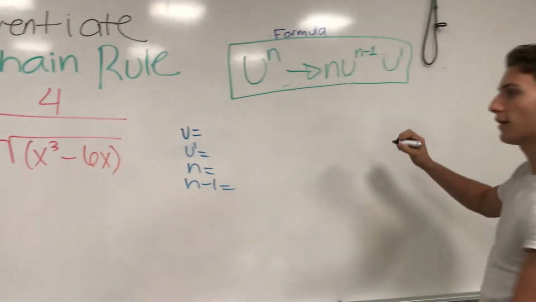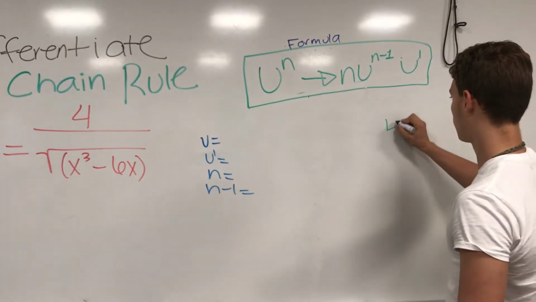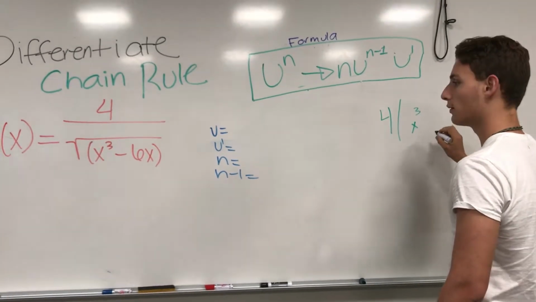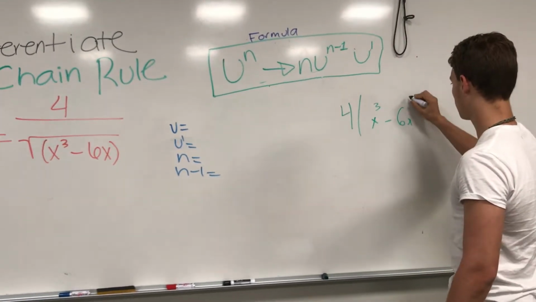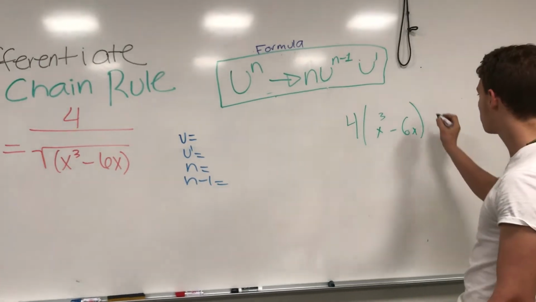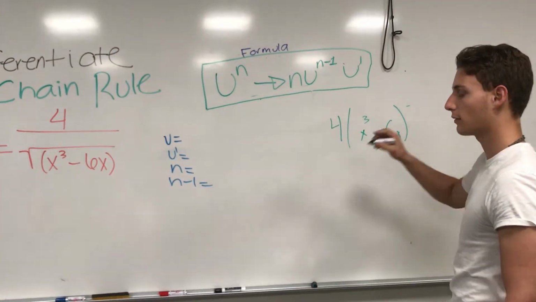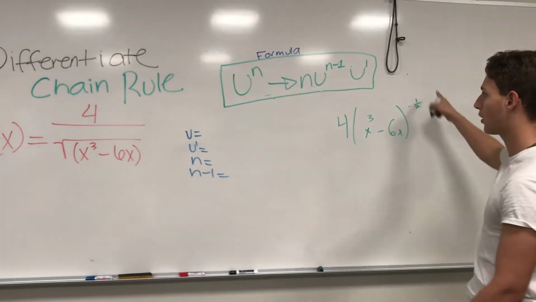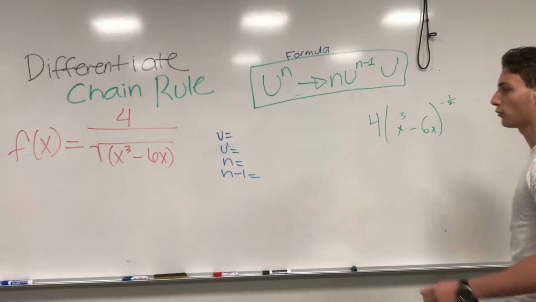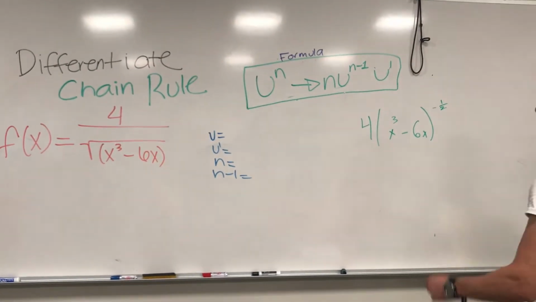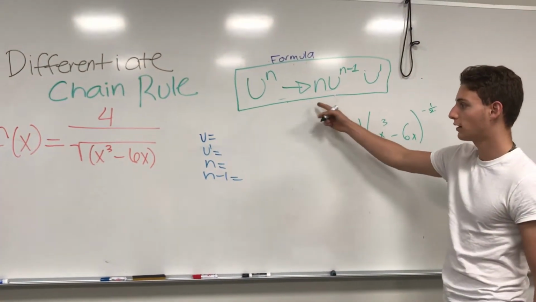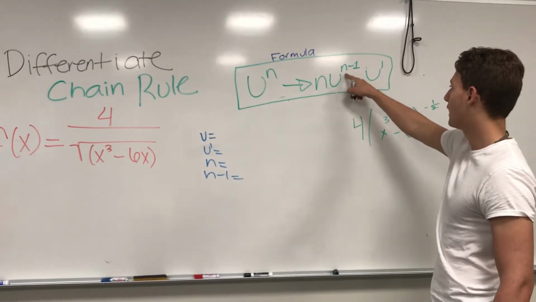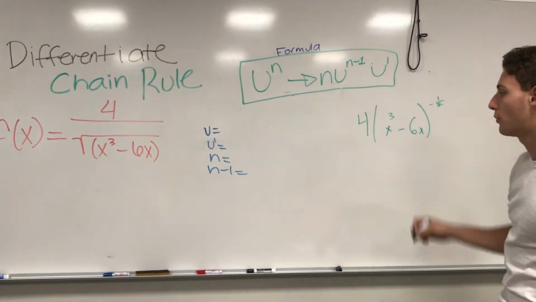So I'll have to do it this way. So it'll be 4 parentheses x cubed minus 6x minus, because we brought it up, and it's gonna be 1 divided by 2. That's the exponent. So this is our problem. This is what we're gonna be using. So using this formula, we'll have to find what u, n minus 1 and the u prime of u.